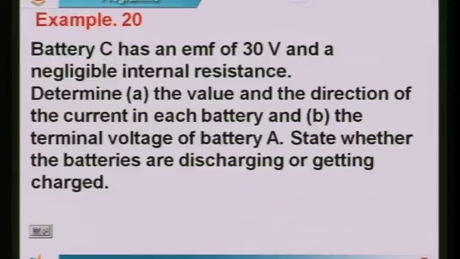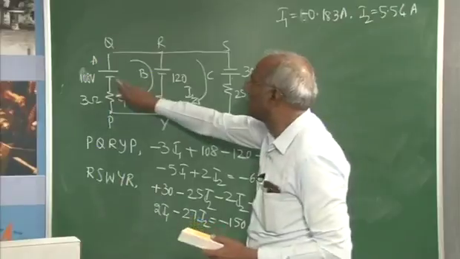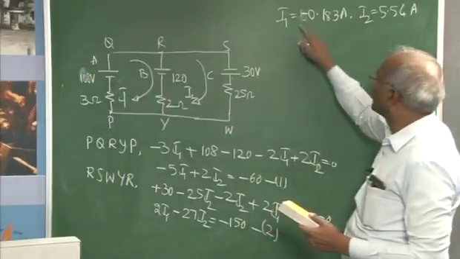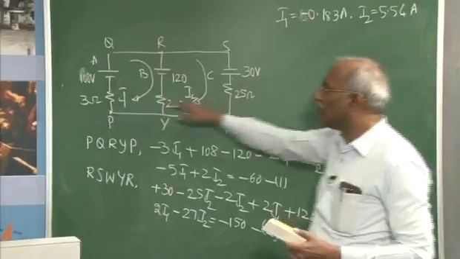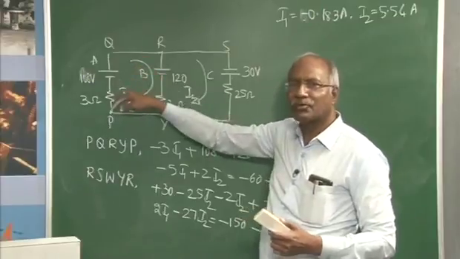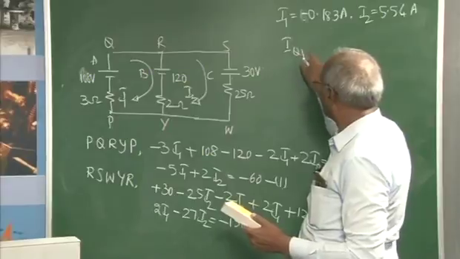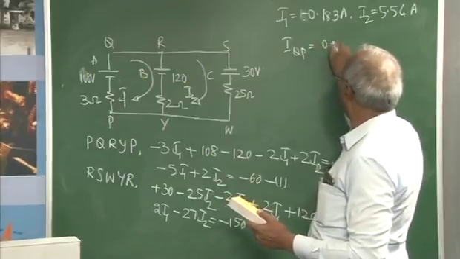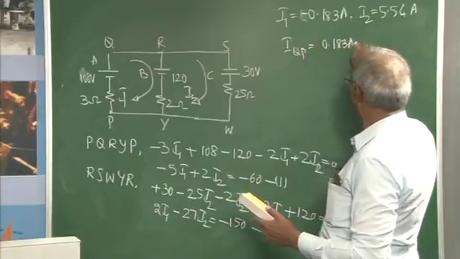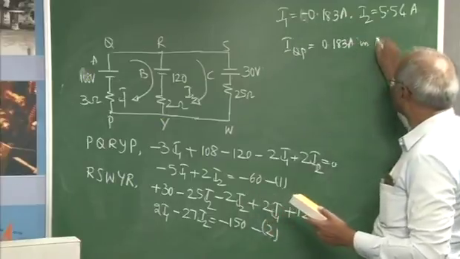In that respect, what is the direction of the current in this? As you can see here, I1 is minus, it is not in this direction, but it is in the opposite direction. Therefore, it is IQP, 0.183 amperes in A.